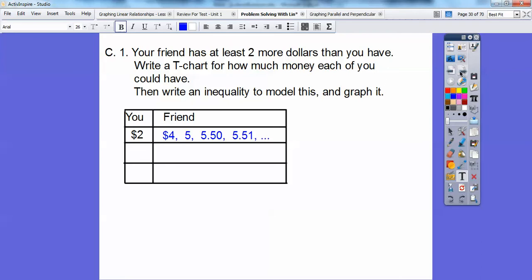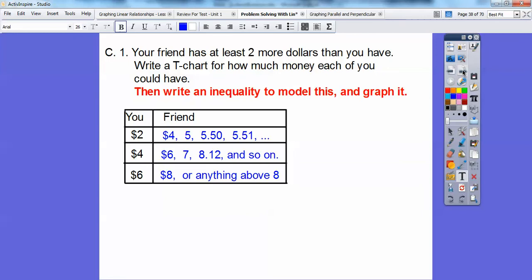Okay, so if it asked you to graph this, you'd graph (2, 4). You'd graph (2, 5). (2, 5.50). Okay, I'll show you a graph of all those in just a second. Say, what if we had $4? Okay, your friend has at least 2 more than that, so it's going to be $6 or more than that, 6 or 7, or more than that. It could be 8 or 12, it doesn't matter, just something that's 2 more than $4. If you started with $6, then your friend is going to have $8 or more than that, anything above 8.